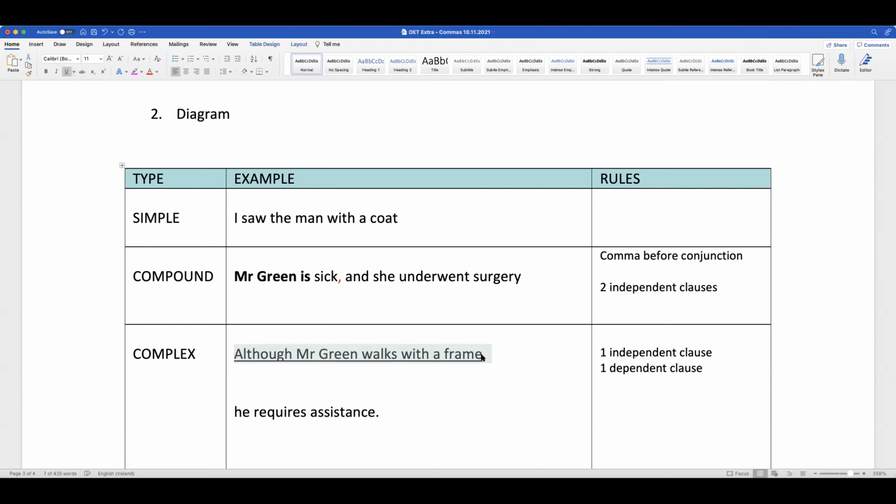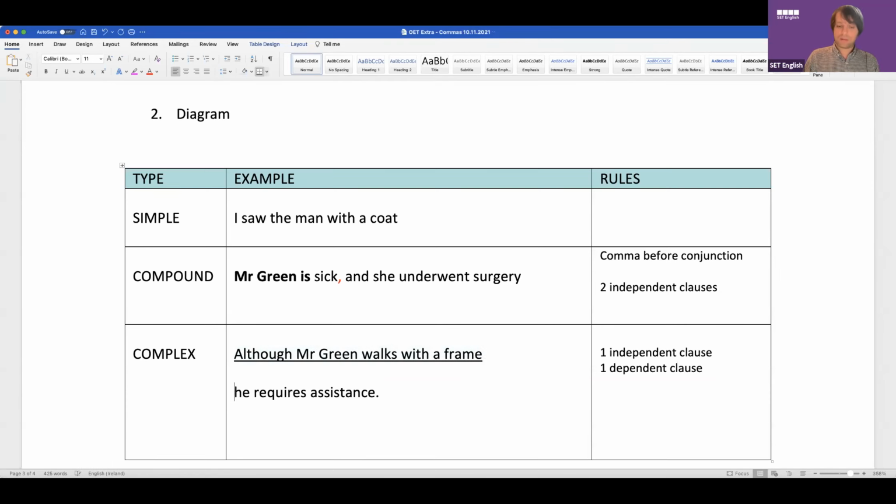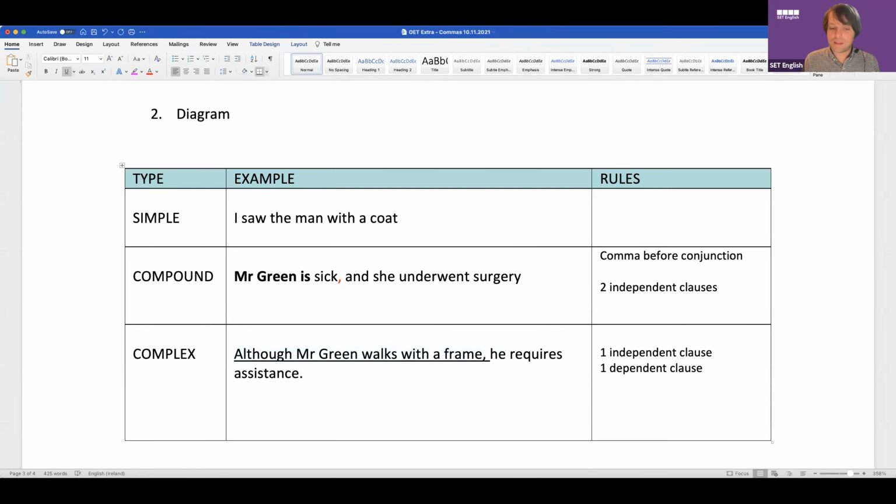what are you all thinking? It's missing. It's not finished, is it? Yes, the idea is not finished. It's a dependent clause, right? It needs this one to make sense. Does it make sense now? Although Mr. Green walks with a frame, he requires assistance.